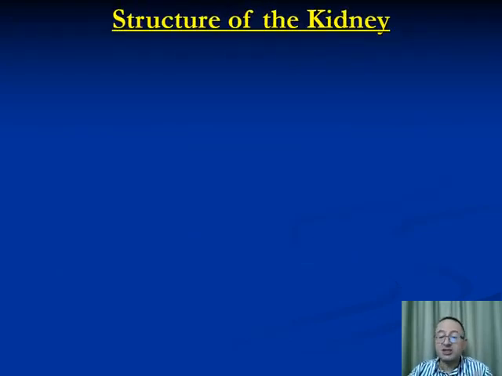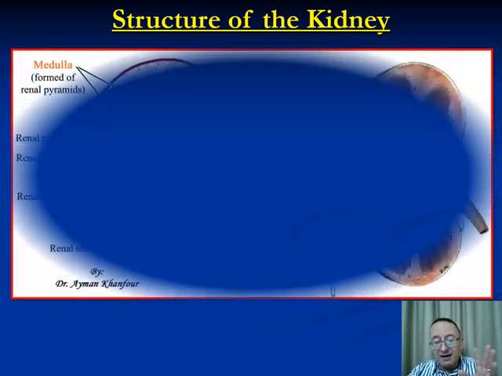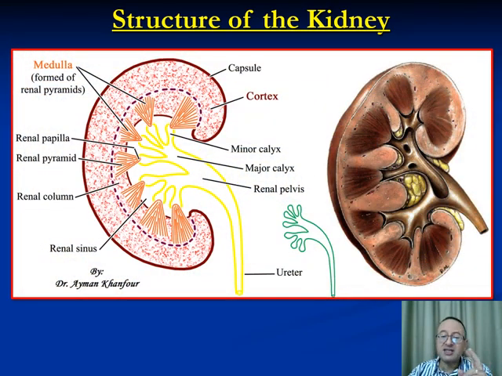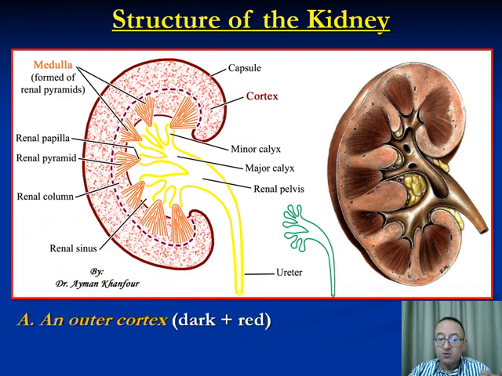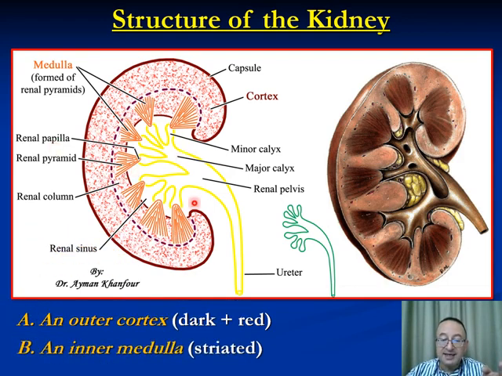What about the structure of the kidney? Now, concerning anatomy, I'll just talk about the 2 components of the structure, which is the outer cortex, which is darkish and reddish, and an inner medulla, which appears striated, and you will discuss it in details in the histology.